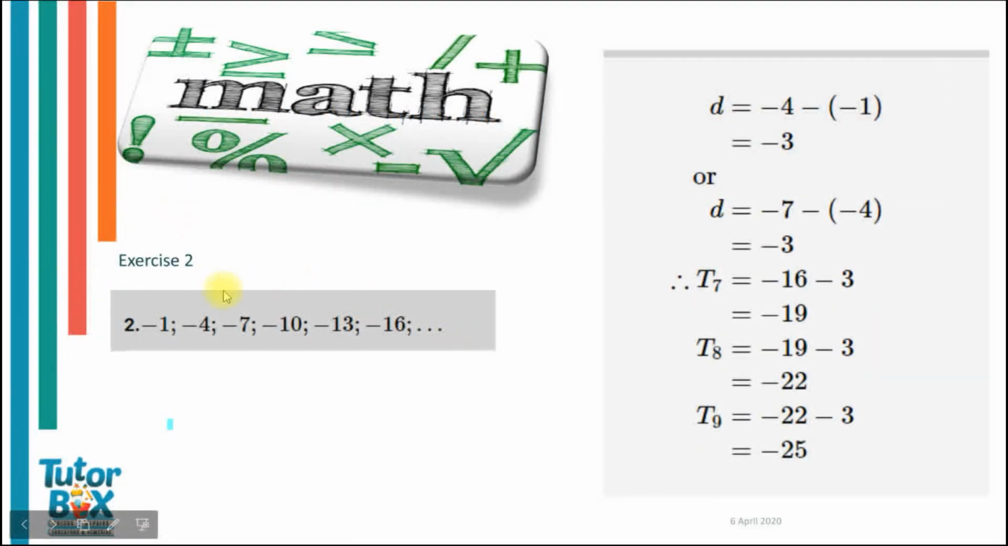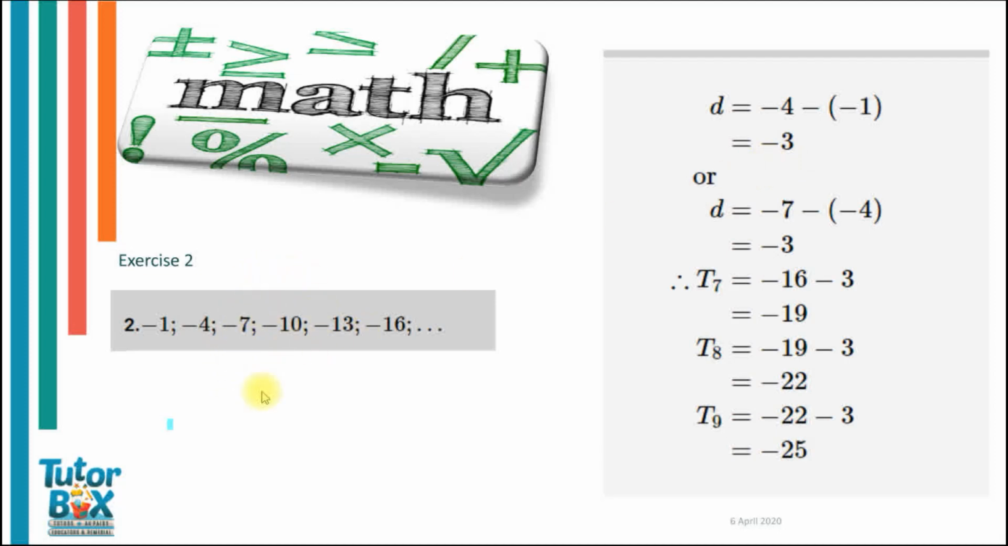All right, next up, let's look at exercise 2. They gave us some negatives there. So we have -1, -4, -7, -10, -13, -16, and so on. We also need to get the common difference. Let's start off with the second term, which is -4, and our first term is -1. So we want to get the common difference. We say -4 minus -1, and then we get -3.